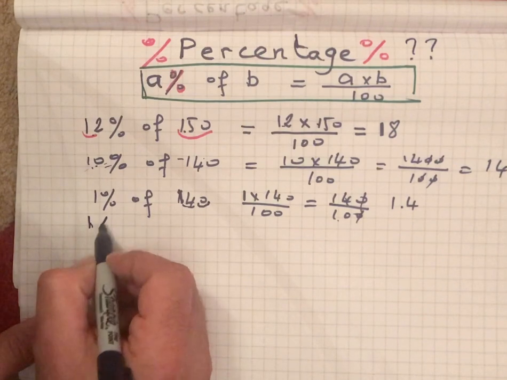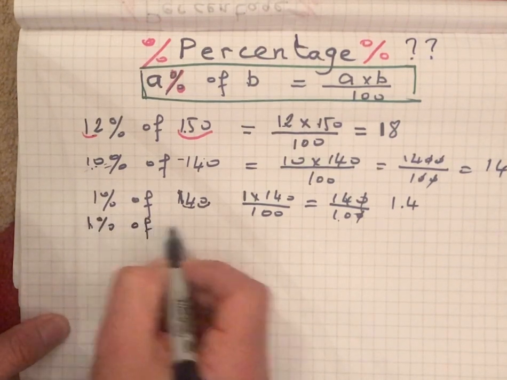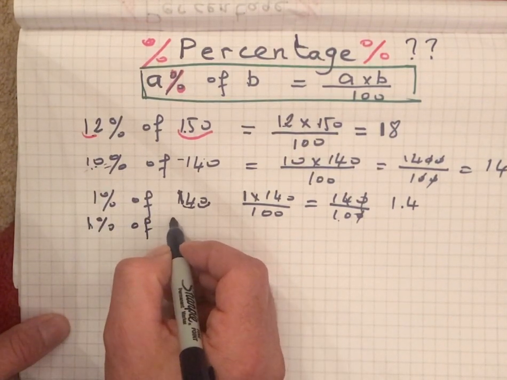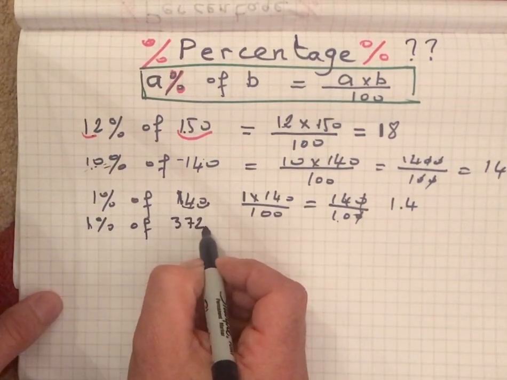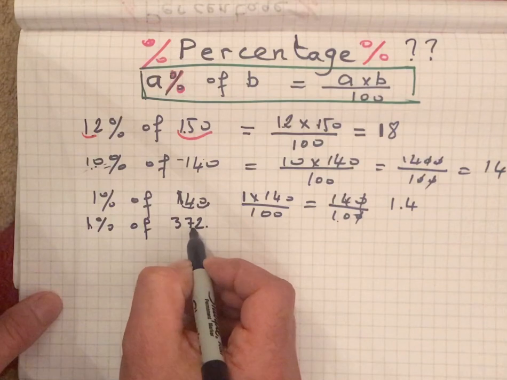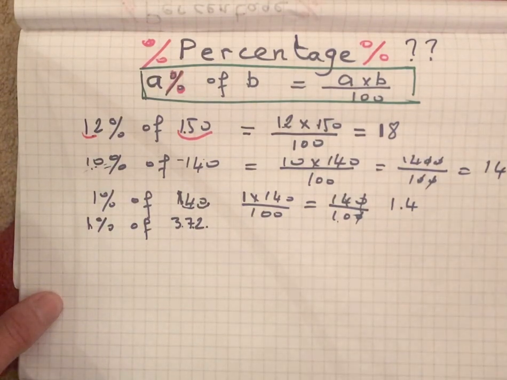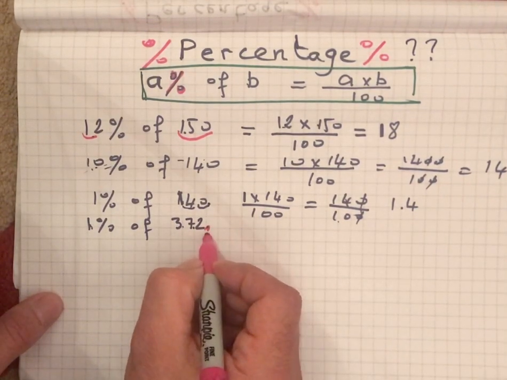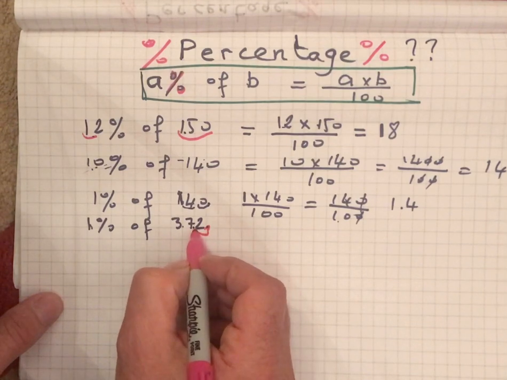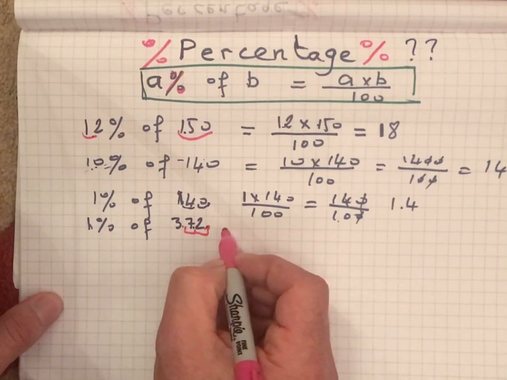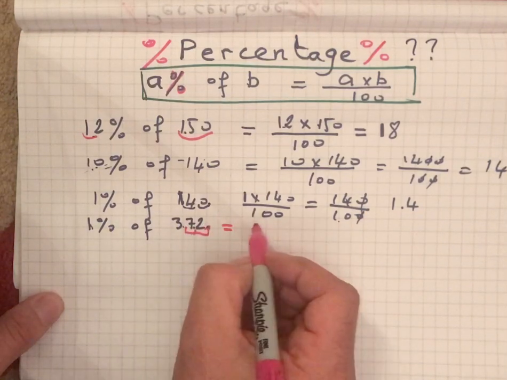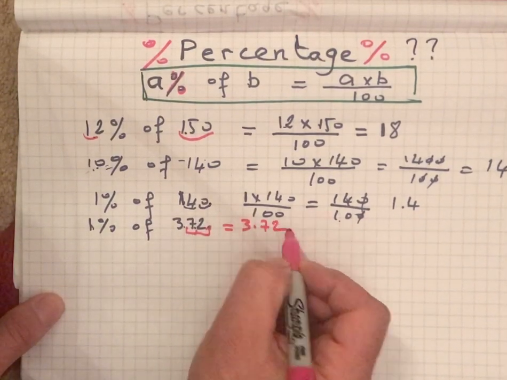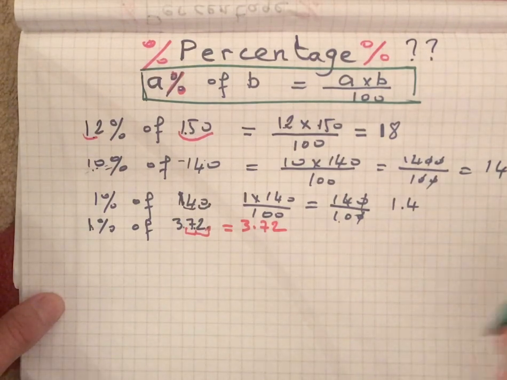So 1% of, let's say, 372. What we have to do for 1% is move the decimal point two places back. I'll do it in colors. The decimal point is here. Move it here, then move it here. So 1% of any number is moving the decimal point 2 places back. It will be 3.72.